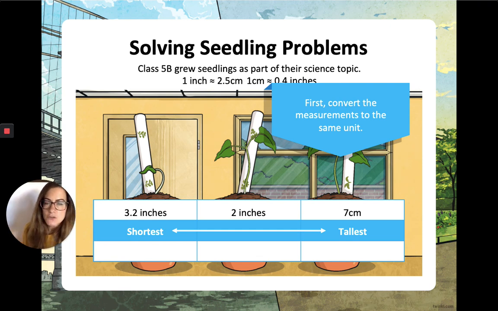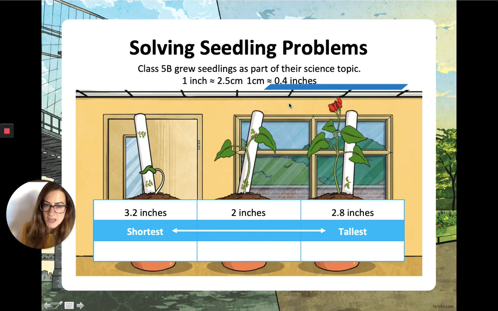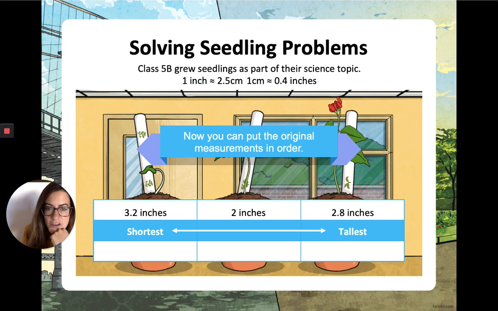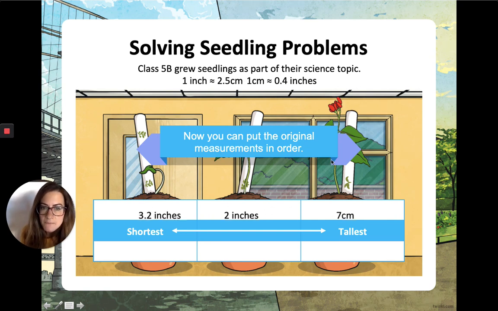However, it's not 28 because it was 0.4, not 4, it's 2.8. So now I've got my answer. Now that they're all in inches, I can put them in order. So the shortest one looks to me to be 2 inches, and then 2.8, and then 3.2. Now usually with these questions you write the measurements in their original form. So although we worked out the conversion to be 2.8, we can write it back in 7 centimetres as it was originally.